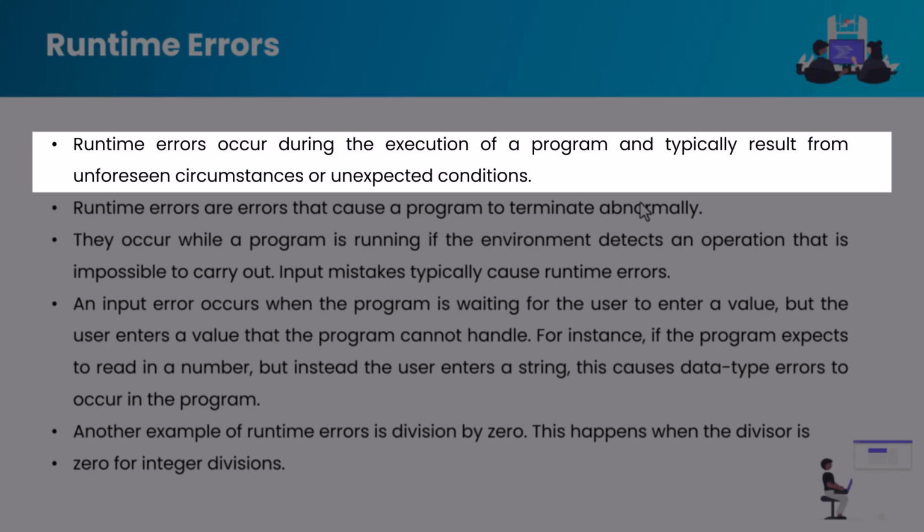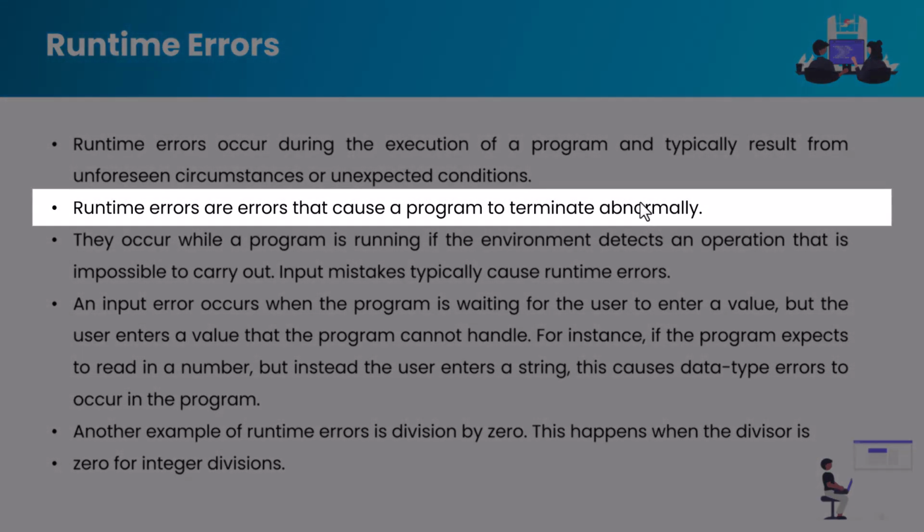Here the first point that I am going to discuss is that runtime errors occur during the execution of a program and typically result from unforeseen circumstances or unexpected conditions. So we'll talk about the scenarios where it can happen. Runtime errors are errors that cause a program to terminate abnormally. The compilation process will be done successfully, and when you run the program, it will show the error and terminate the program abnormally.